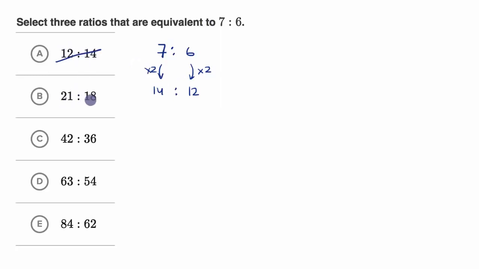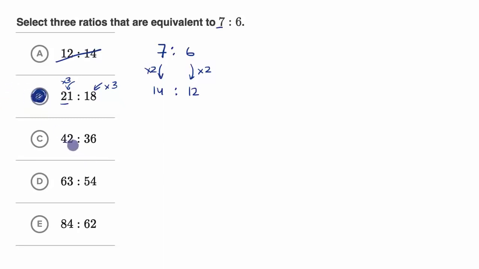Now let's think about 21 to 18. To go from 7 to 21, we would multiply by 3. And to go from 6 to 18, you would also multiply by 3. So that works. If we multiply both of these numbers by 3, we get 21 to 18. So let me circle that in. That one is for sure equivalent.